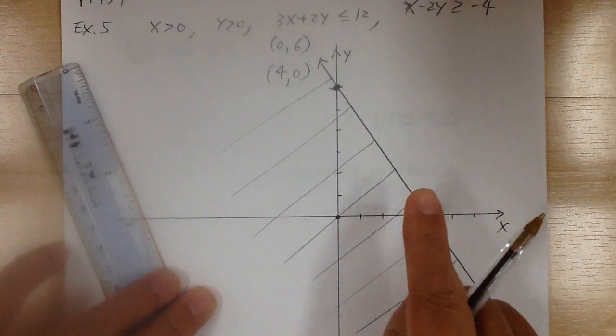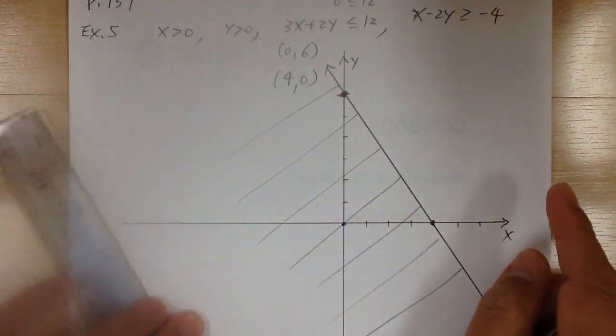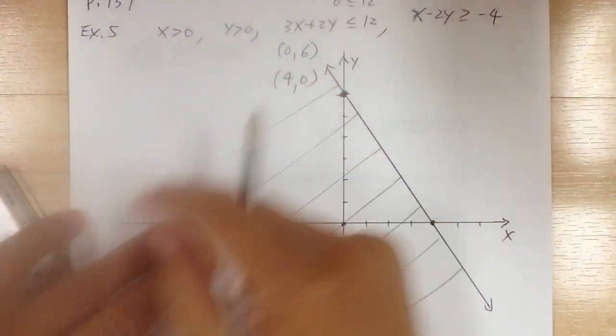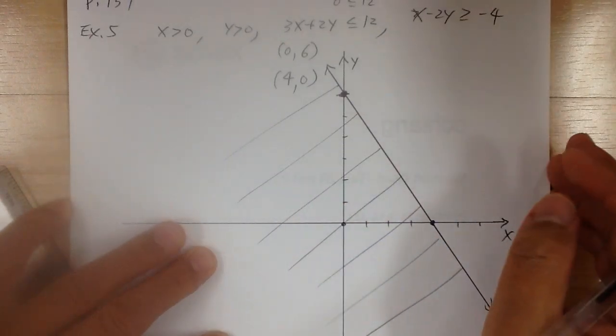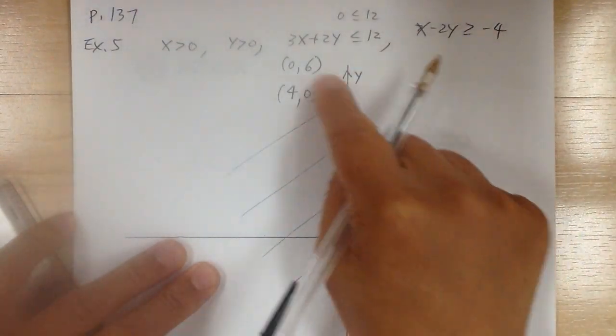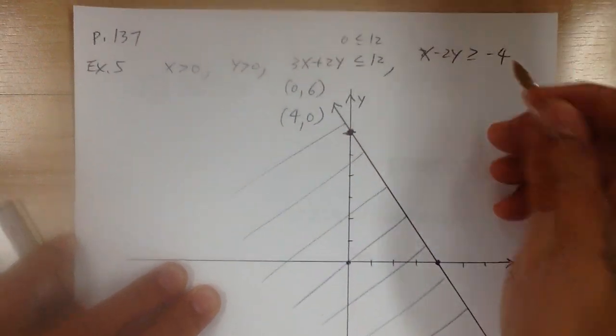Okay, so again, make sure you complete one before you go on to the next one. Don't graph everything and then try to shade. Okay, you're going to be so confused. So again, graph, shade, then after that, go to the next one.